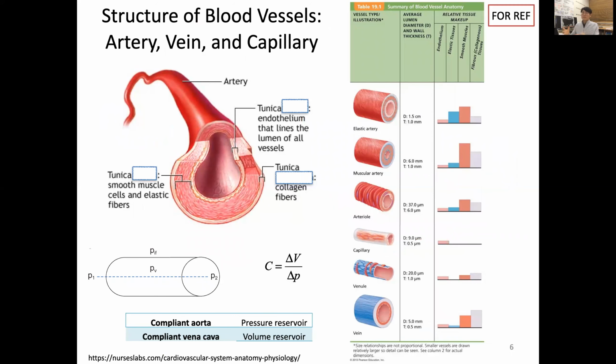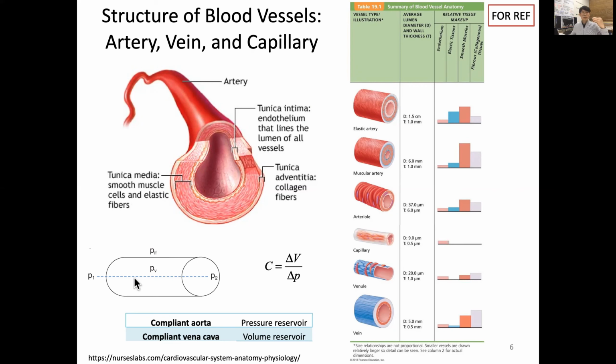So now let's review the structure of the vessel again. In the artery, the tunica intima contains endothelium that lines the lumens of all vessels, and the middle, the tunica media, has smooth muscle cells and elastic fibers. And the outer side of the vessel, the tunica adventitia, contains collagen fibers. So you can look at the vessel as a kind of pipe, but a floppy pipe or elastic pipe.